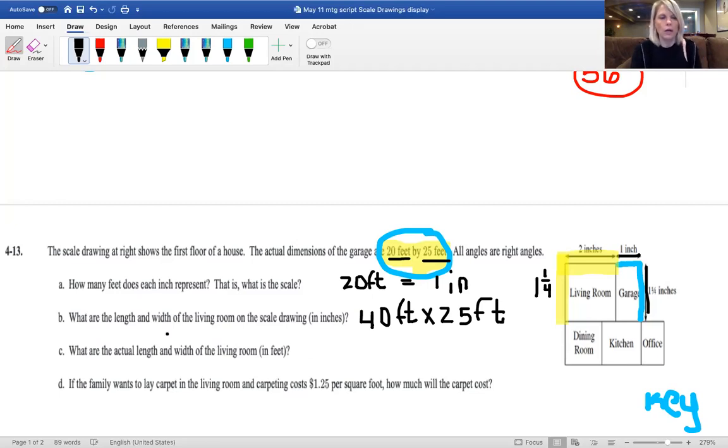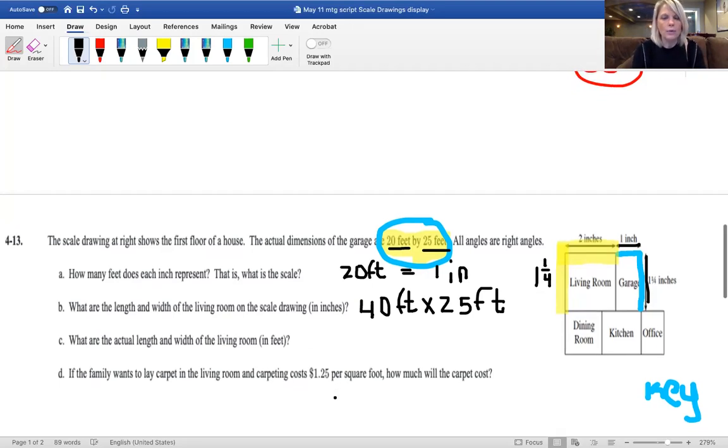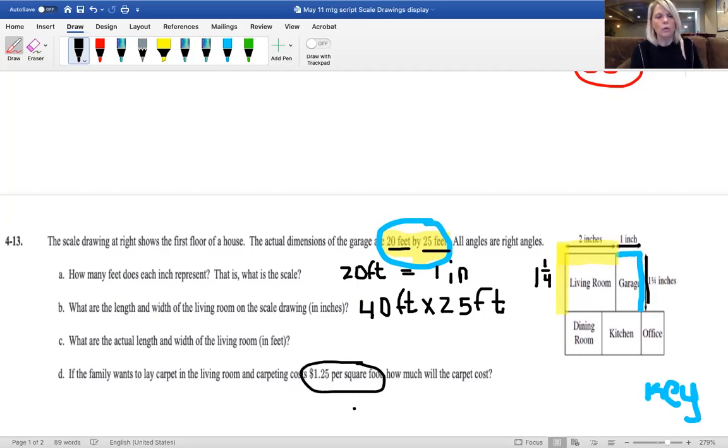We know that the scale drawing sort of answered both of these. Now the last question, you've done things like this in the past, in some chapters, where they want to put carpeting in the living room. So use a calculator to figure out how much it would cost to carpet a room with this area. So this is a two-step problem. So this is D we're doing right now. So if you have a living room that has this area, how much would it cost if carpeting is $1.25 per square foot?